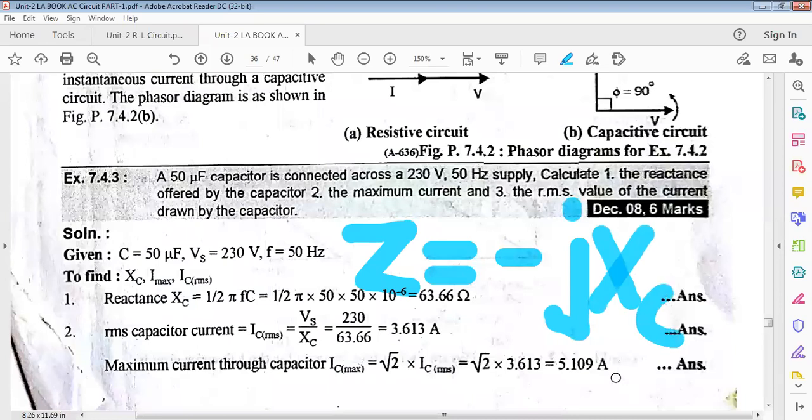Impedance, yes, what will be the impedance in rectangular form? Minus j XC. XC you know is 63.66 ohm. So minus j 63.66 ohm will be the impedance.